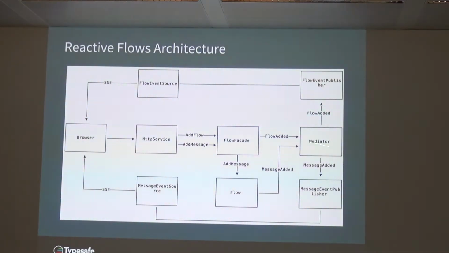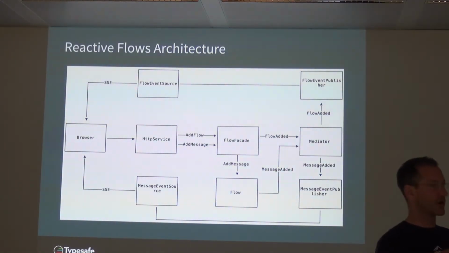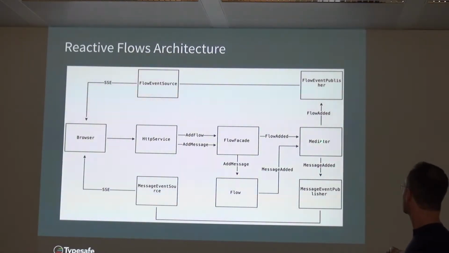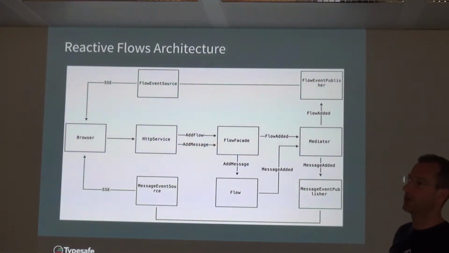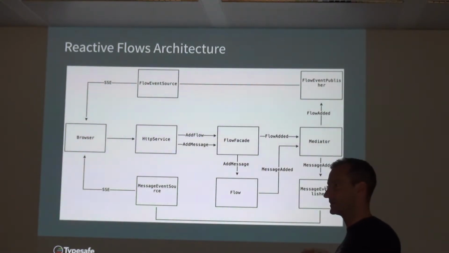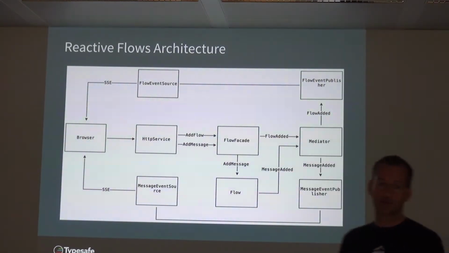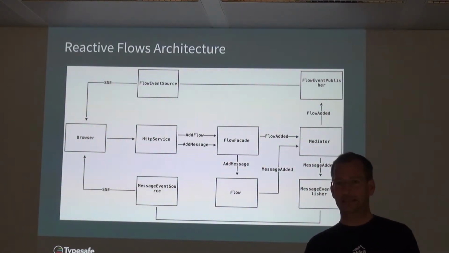If you want to add a flow, which I just did before using curl, and which did not result in the browser being updated. If you add a flow, the flow facade will not only send a message here to the flow, but it will also send a flow edit to a new actor, which is called mediator. That's essentially a pub sub thingy. So you can publish messages there to various channels, and others can register as listeners or subscribers. And we will have a subscriber that's called the flow event publisher.